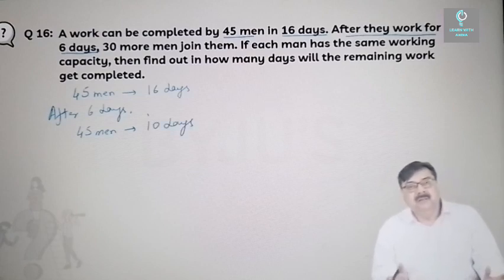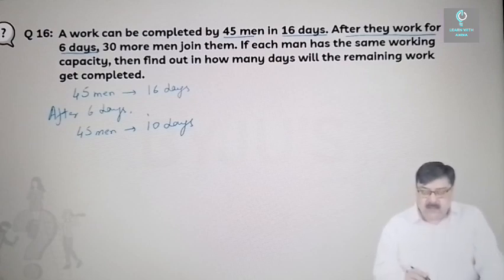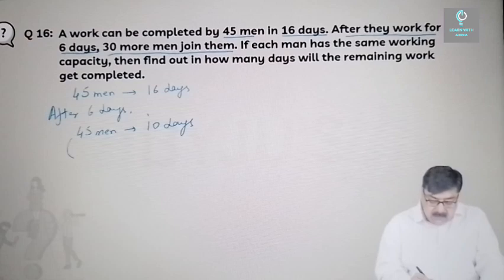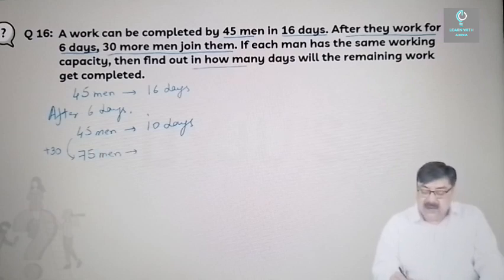Is it or not? 45 men can complete a work in 16 days. They started working, and after 6 days, what will be their position? They will be left with only 10 days of work. But what is given in the question? What happened after 6 days? 30 more men joined them. So now 30 more men have joined. The number of men has increased from 45 to 75. Then find out in how many days will the remaining work get completed.